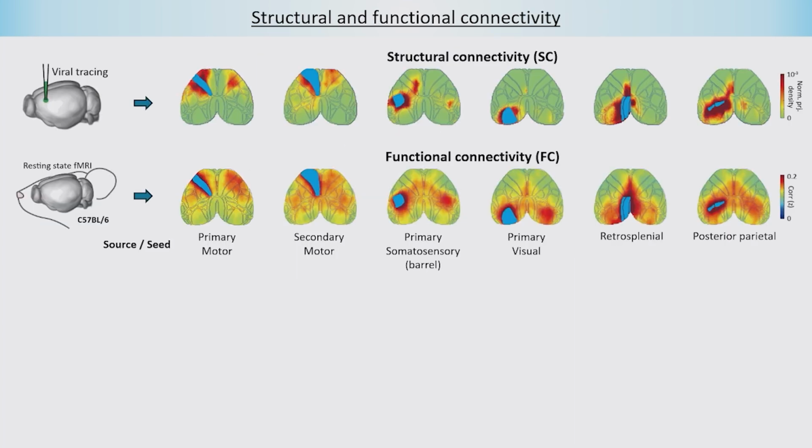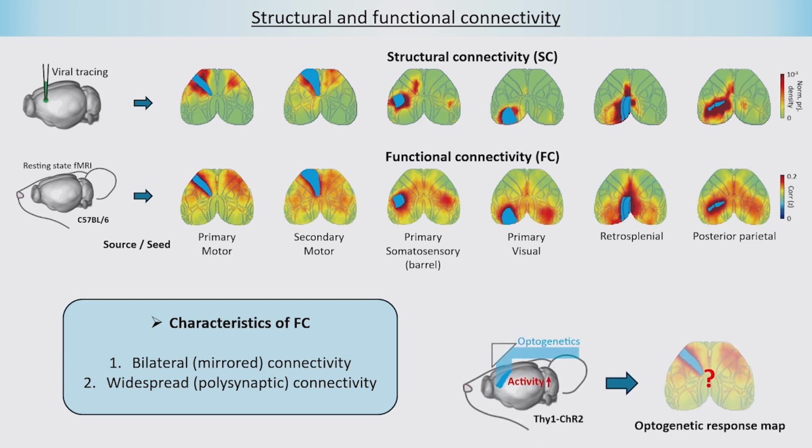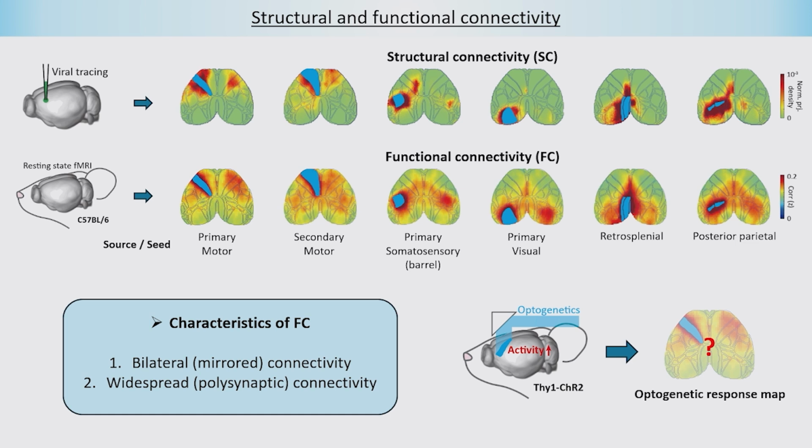Here we begin with characterizing the difference between structural and functional connectivity. Based on our own data and the literature, we were able to characterize functional connectivity by its bilateral or mirrored connectivity between two hemispheres, and also widespread connectivity, assuming the neural activity is propagated through multiple synapses. So we first aimed to see whether optogenetic stimulation of these cortical regions evoked a response pattern similar to functional connectivity.